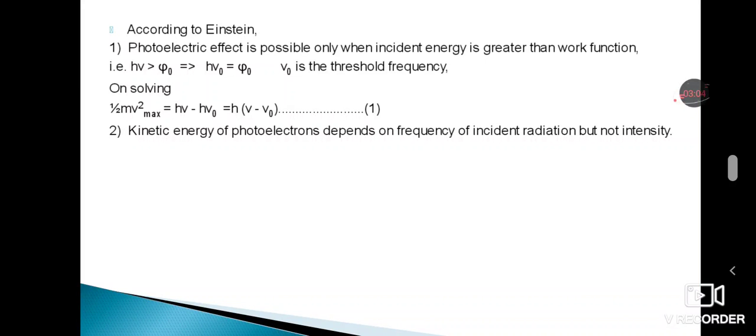The second point regarding Einstein's equation: the kinetic energy of photoelectrons depends upon the frequency of incident radiation, but it does not depend upon the intensity. Already in the equation we see that half m v square maximum is nothing but our kinetic energy. So kinetic energy depends only on the frequency. See here, nu minus nu naught is nothing but the frequency. So kinetic energy mainly depends on the frequency of incident radiation, but it does not depend upon the intensity.